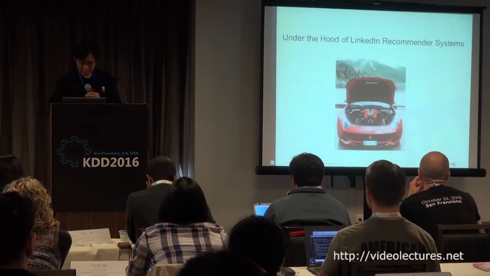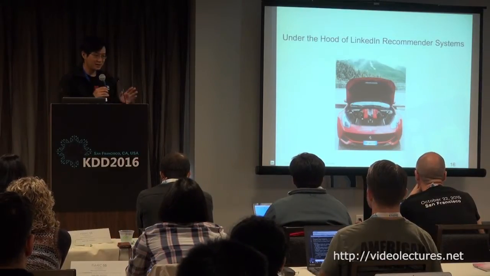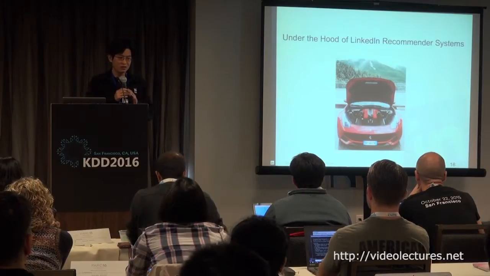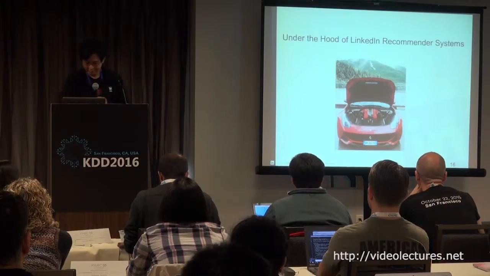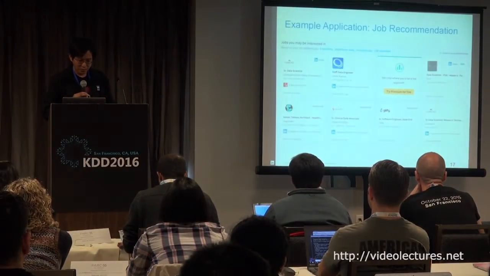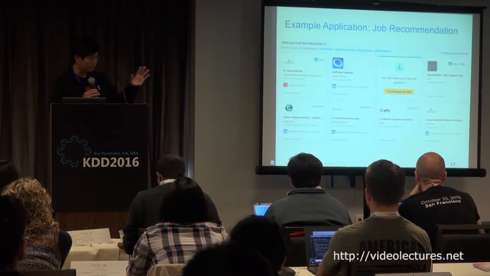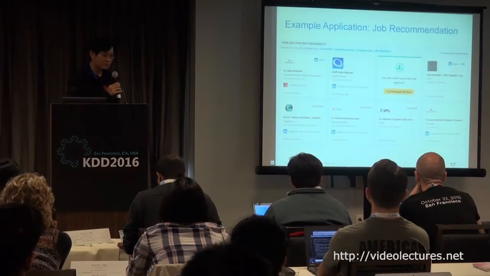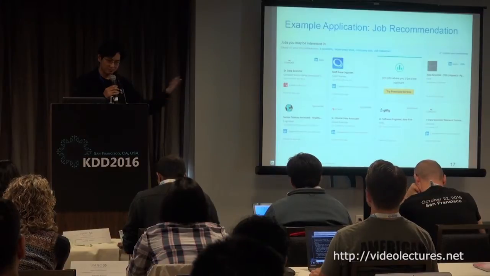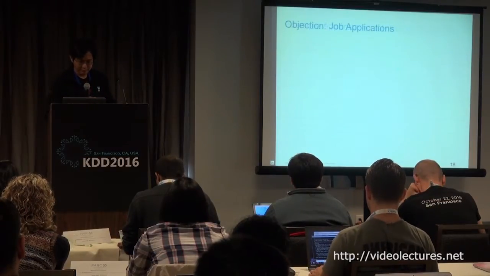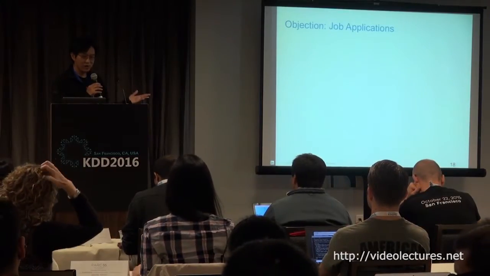So in the following, I will take a look under the hood of a typical LinkedIn recommender system, and show you all the components that we have to support a recommender system. To give such an introduction, let's have a running example. I will be using job recommendation as the running example. A user visits LinkedIn, and then we recommend jobs to the user. The objective is to maximize job applications from the user.